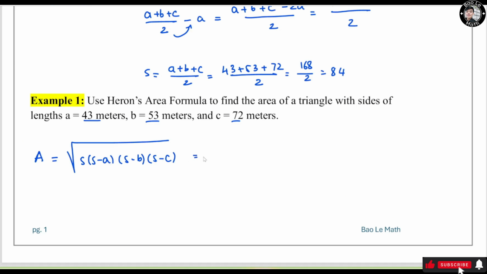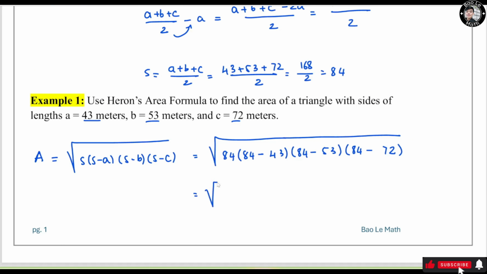So we substitute: it's the square root of 84 times (84 minus 43) times (84 minus 53) times (84 minus 72), which is the square root of 84 times 41 times 31 times 12. If you hit the calculator, the answer is approximately 1131.89 square meters. And it's your time to stop.